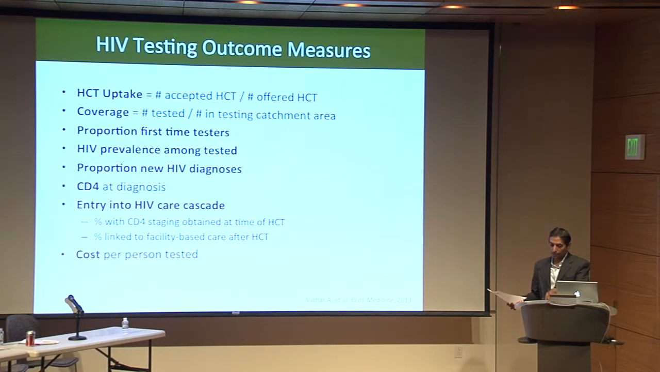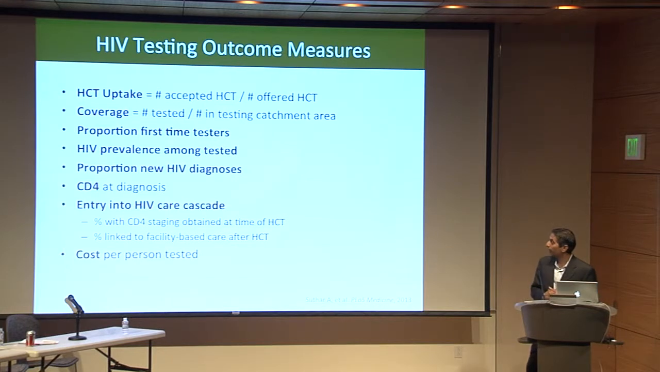Now just to switch over to outcome measures. When we ask how good an HCT approach is, it really depends on what outcomes we are looking at, and there are a lot of different outcomes one could look at. Let's take uptake, which is defined as the number of people who accepted testing divided by the number who were offered it. Coverage, we're going to focus on that word a little bit more. That's the actual number tested divided by the true denominator, which is the entire target population. Then there is the proportion of first-time testers, as a measure of whether we are reaching people who have never tested before. And what is the HIV prevalence among those tested?